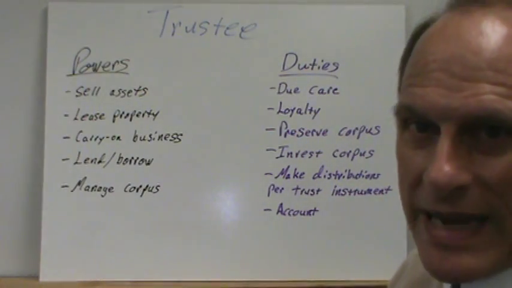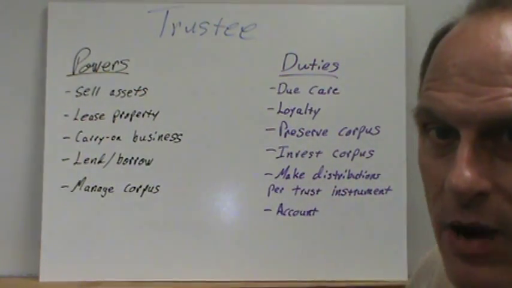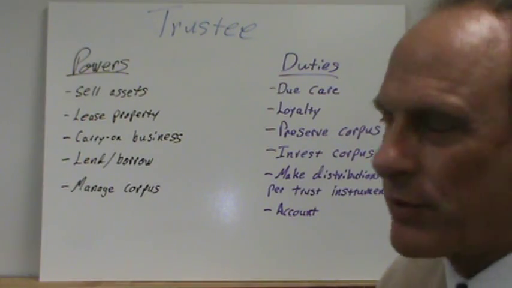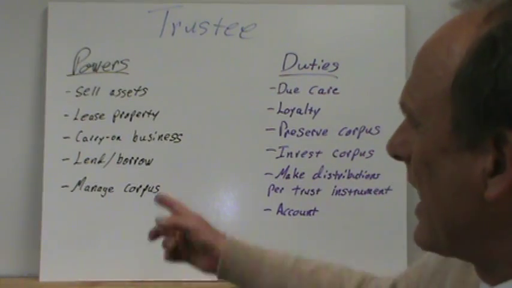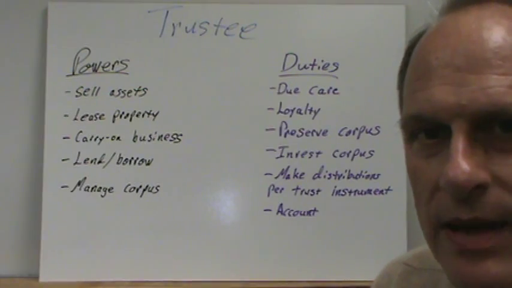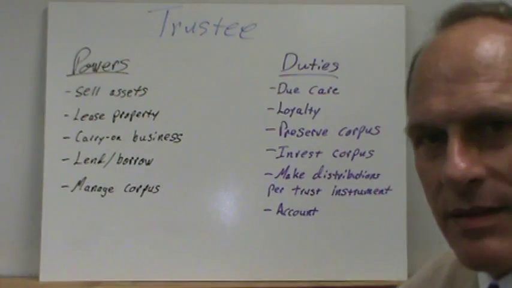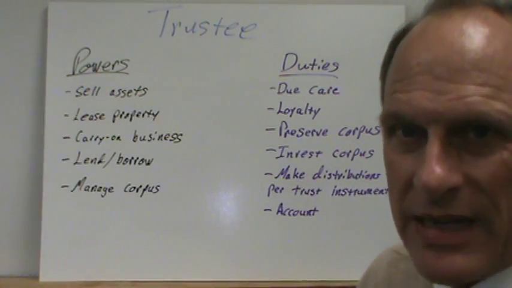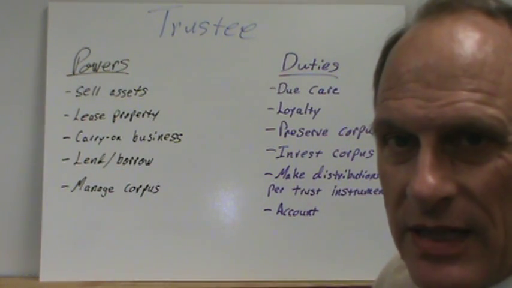Let's talk about the trustee. The trustee is going to have certain powers. They're the type of powers that a person would have if they're the legal owner of property. Owner of property can sell that property, can sell the assets. They can lease that property. They can carry on business with that property. They can lend and borrow money. Owner of property can manage that property, insure that property. Well, those are the types of powers that the trustee will have.